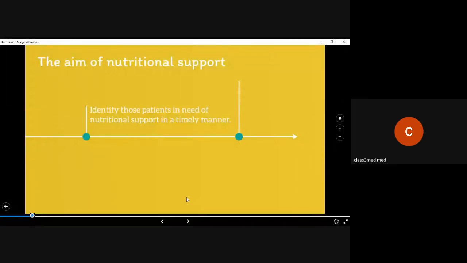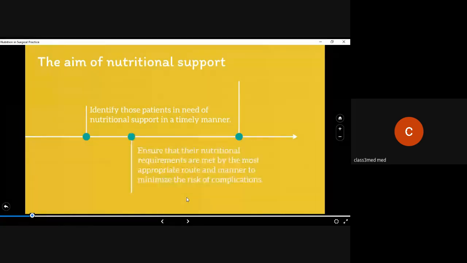So it's not enough only to diagnose the case of malnutrition. You have to diagnose it early, before you do a surgical intervention, in a timely manner to prevent the problems of malnutrition. And the second aim of nutritional assessment and management is to ensure that their nutritional requirements are met by the most appropriate route and manner to minimize the risk of complications.